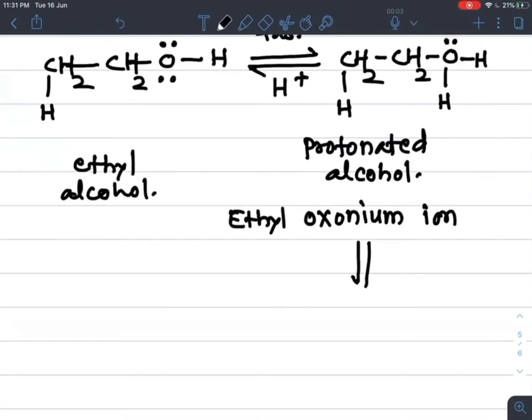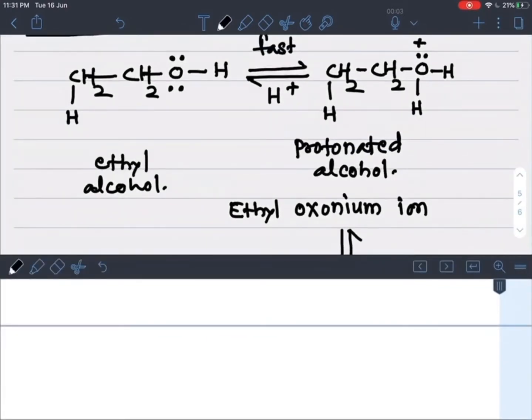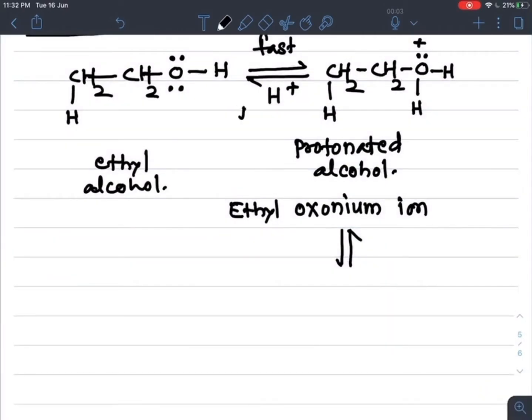again reversibly converted, but it is a slow step. So reversibly it gives, this is the second step. The first step is the fast step. Here, in the first step, protonation of alcohol takes place. The second step is a very slow step, and that's why this step is called the rate determining step.